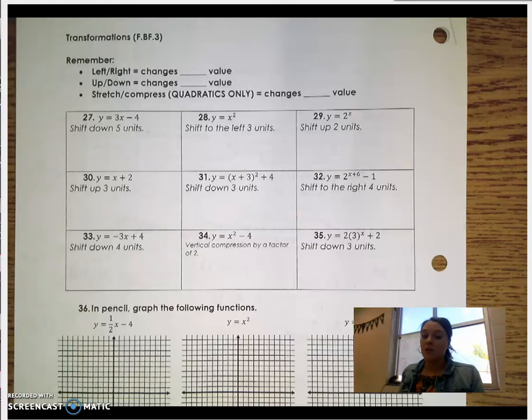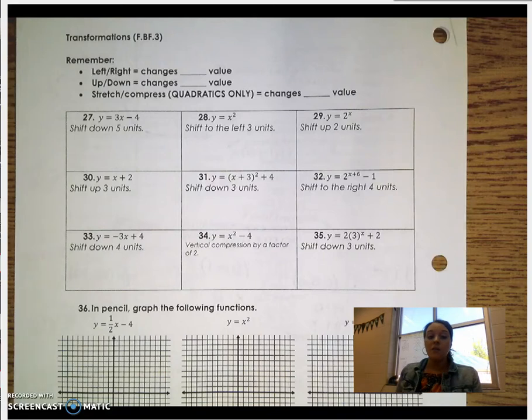The last thing we have to talk about in this packet is transformations, and I know a lot of you are very comfortable with transformations when you have my poster right in front of you that has the different colors of when you move up and when you move down and left and right, but you're not going to have that on the test. You're not going to have me on the test. You're not going to have that poster on the test. So you need to be fully confident and comfortable with transformations when given a function or a graph.